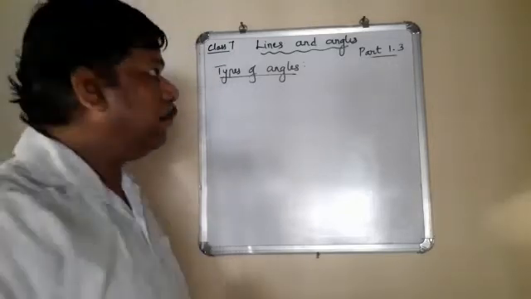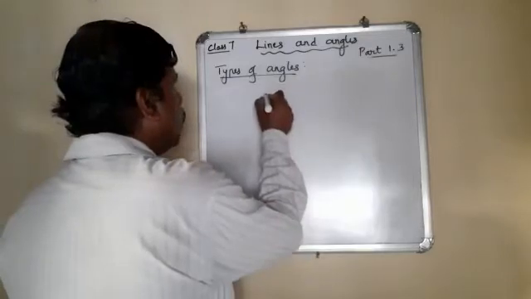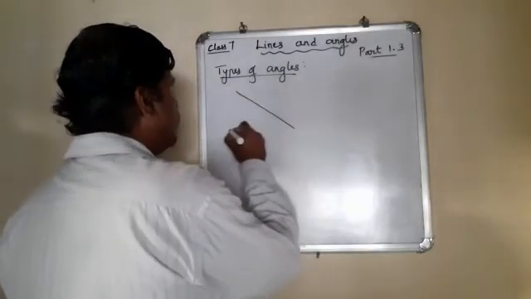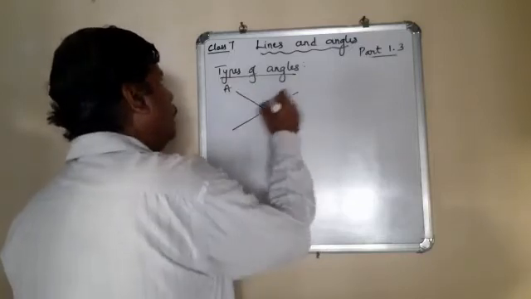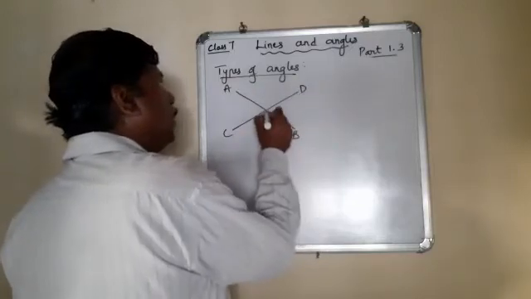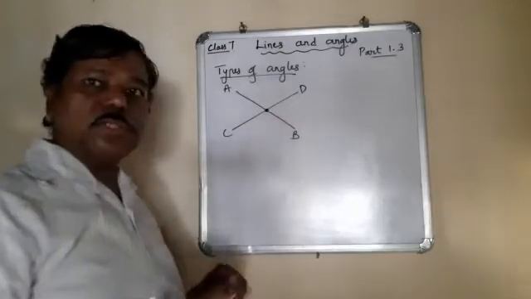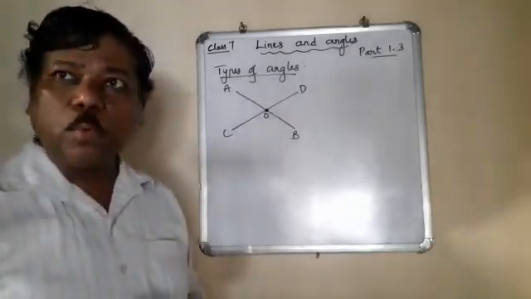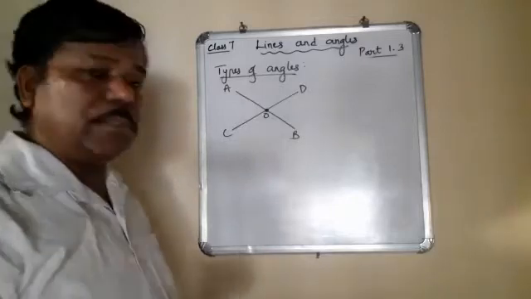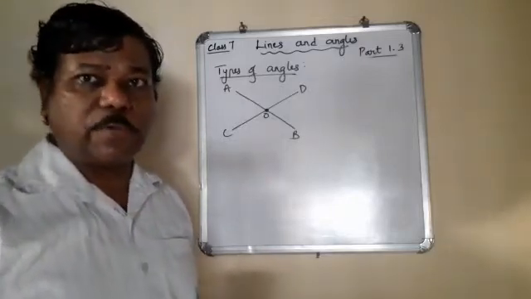So today we will take two lines crossing each other. Supposing two lines are crossing each other, say let us say that this is AB and this is CD. They are crossing each other at a point O. Now they are intersecting at O. So this means that there are four different angles which are formed here.